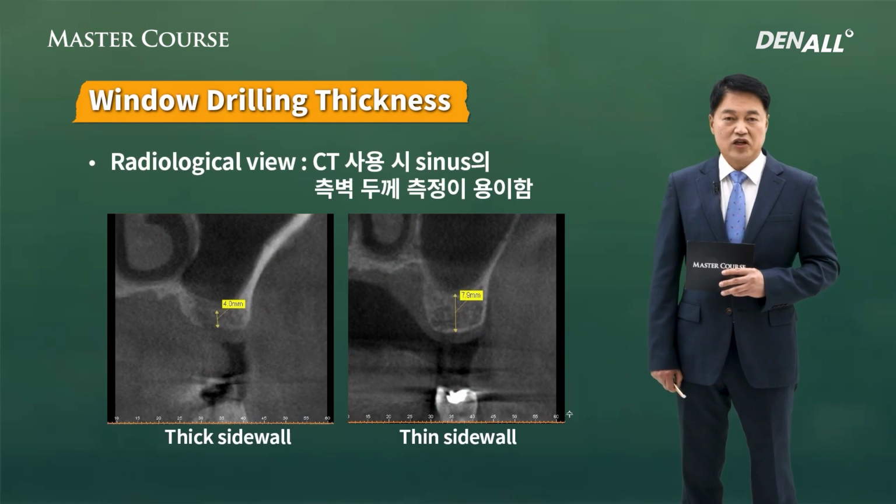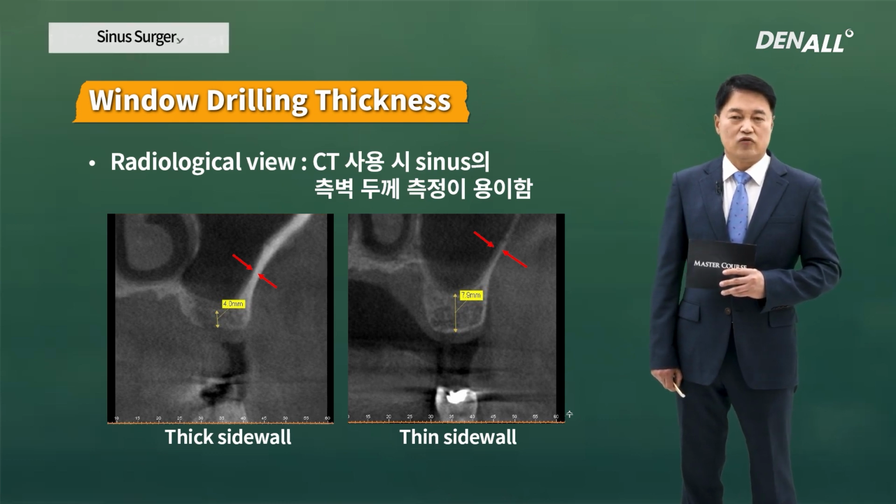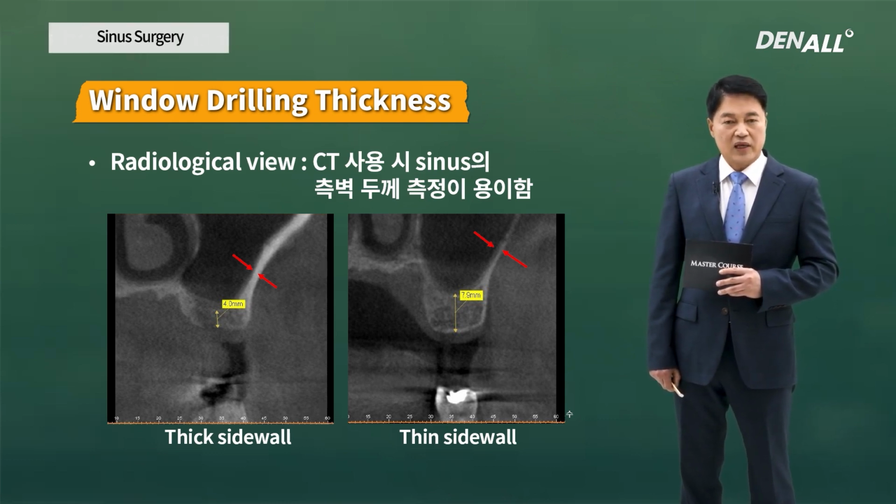As for the thickness of the window, you can see it through CT. The lateral wall can be thick or thin, so you need to take a CT to assess how much window you need to form.